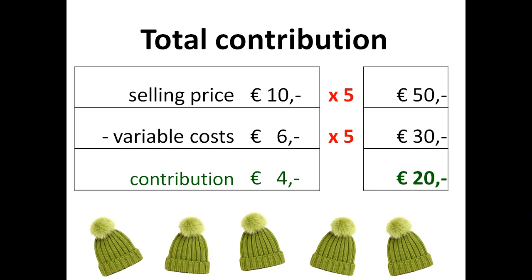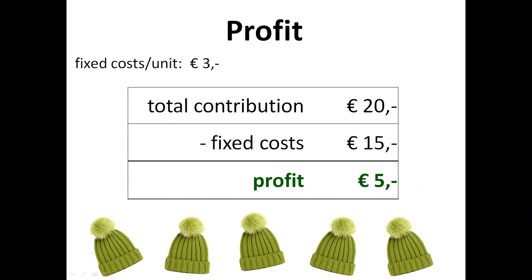If we have this information, we can also calculate the profit. Take the example of the woolen caps. We assume that the fixed costs per unit are 3 euros. Okay, the total contribution from sales was 20 euros. And now we have to subtract the fixed costs. Our fixed costs per unit are 3 euros, but we have 5 caps. 3 times 5 are 15 euros fixed costs. Our profit is 5 euros.